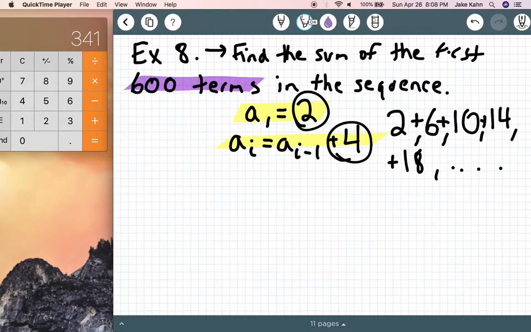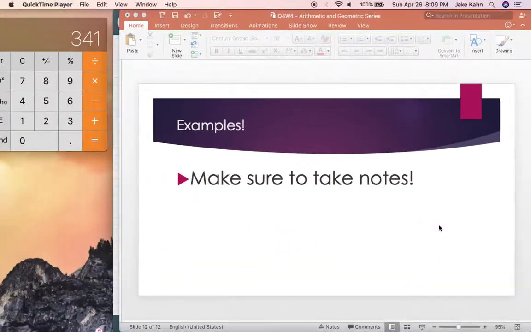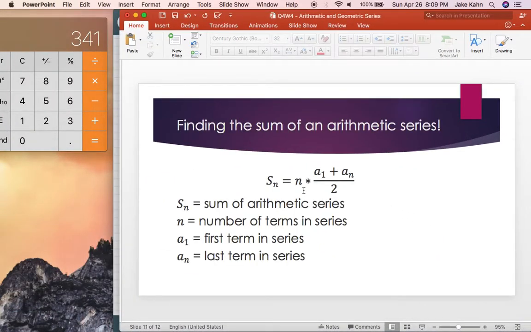All right, so what we're going to do is we are going to do our formula. Sn is equal to A1 times, and I started doing my geometric, silly me. Let's go back to the formula so I don't mess it up. N times (A1 plus AN) over 2.